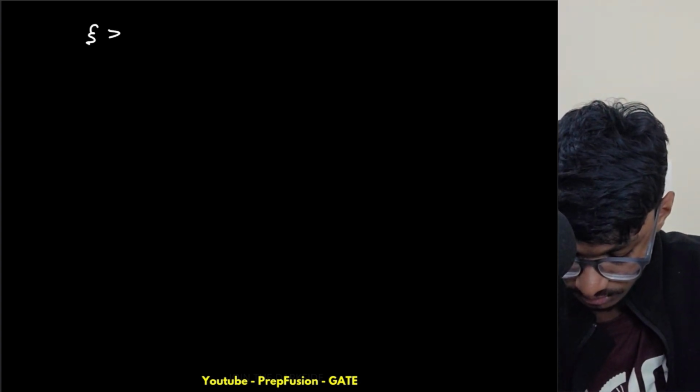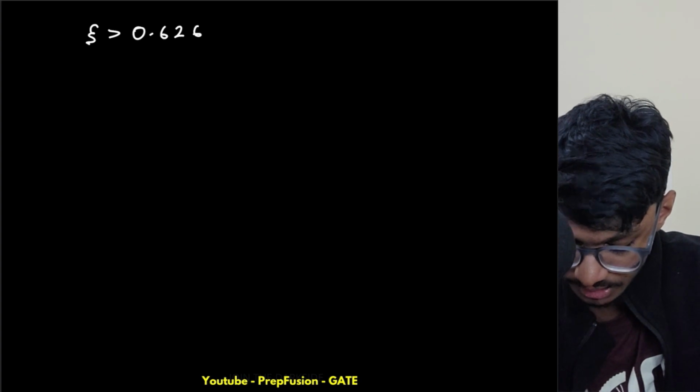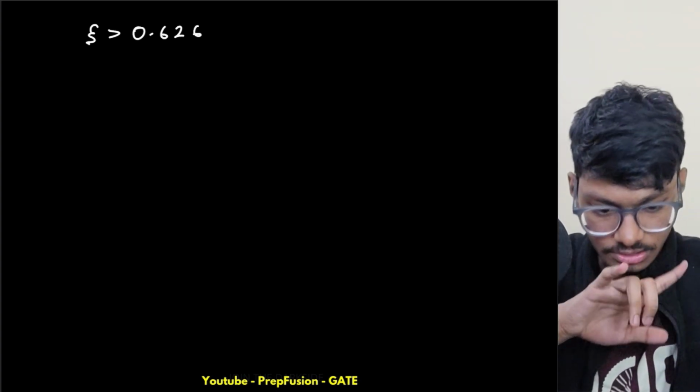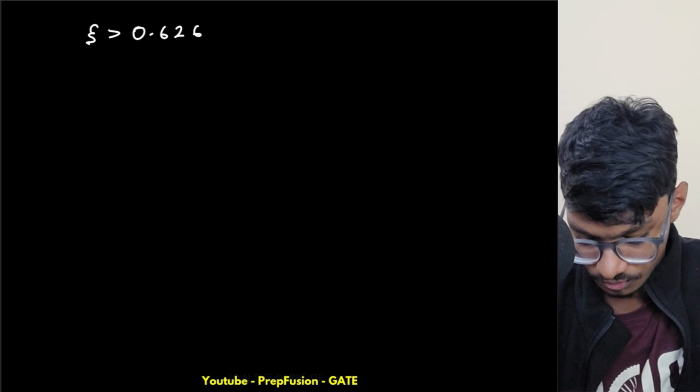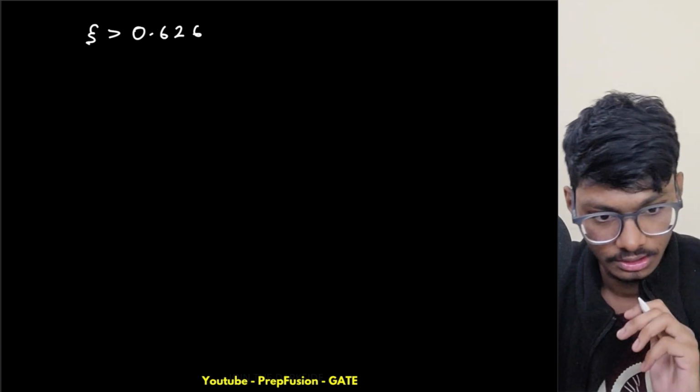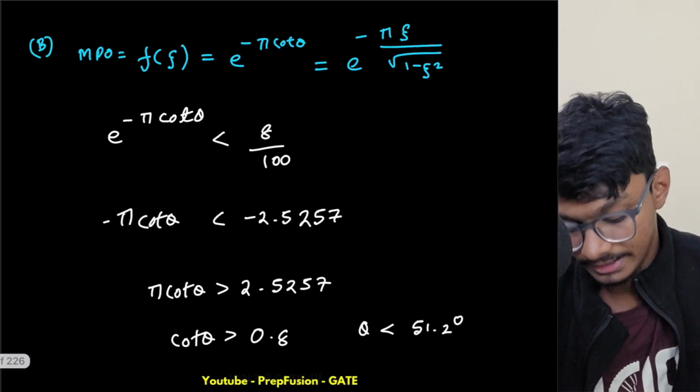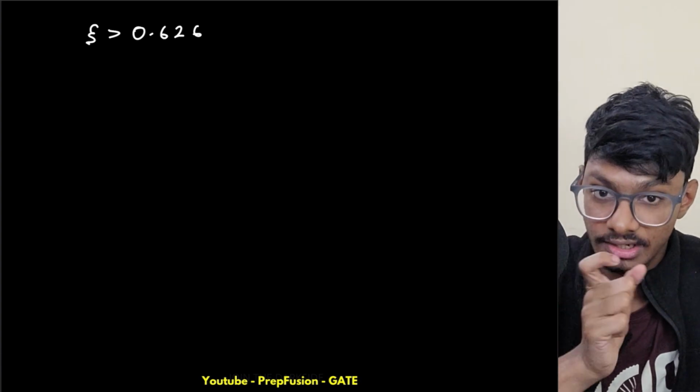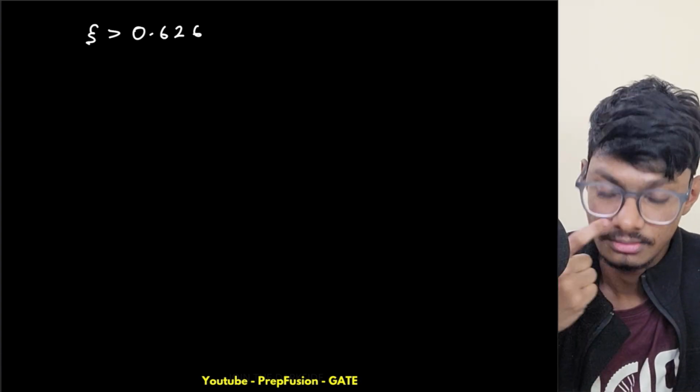Okay, so if I take the cos of this angle, 51, I get 0.626, so zeta has to be greater than 0.626. I'm just simply taking the cos on both sides. So yeah, this is the thing. This is the condition that I need to get, right? Zeta has to be greater than 0.626.